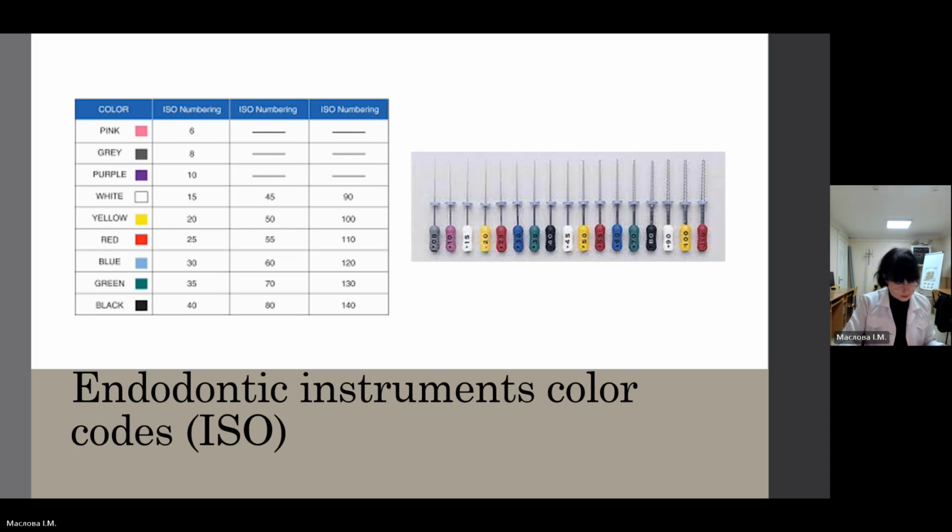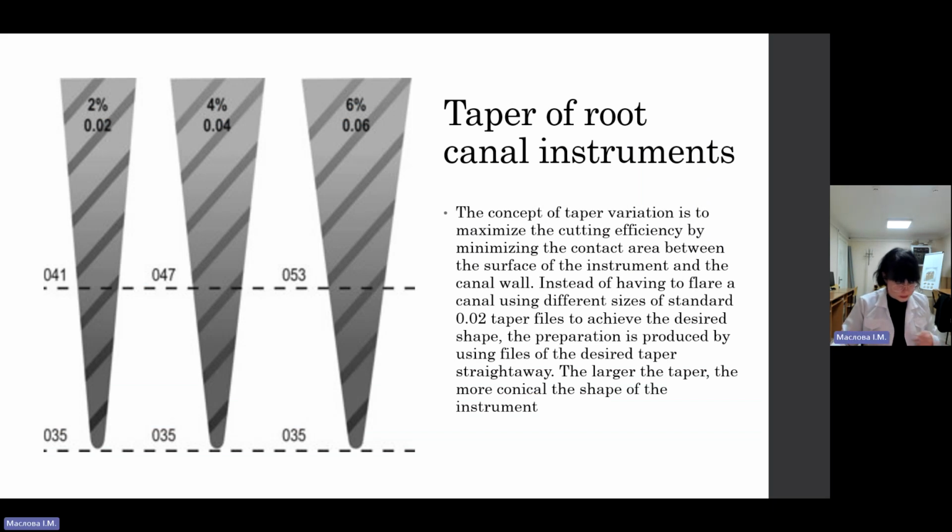2%. The files are intended for 2%, or 2 millimeters of increase in diameter per 100 millimeters of cutting part. Hence, also referred to as the 0.02 taper. The shape of the tip is variable. The lengths of instruments available are normally 21, 25, and 31 millimeters.